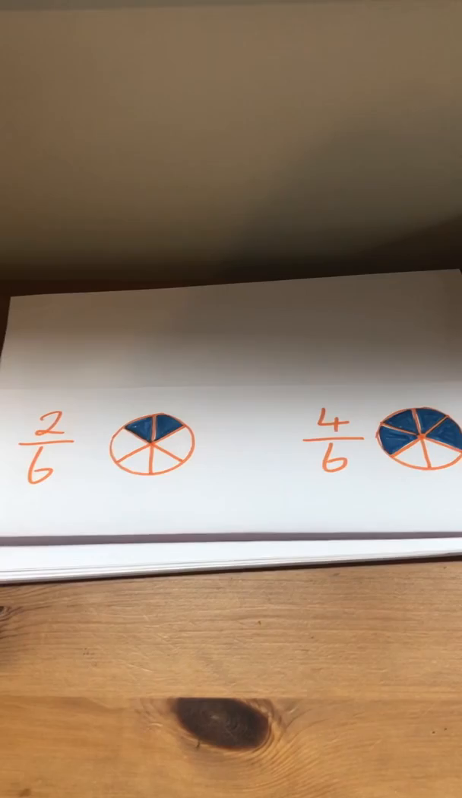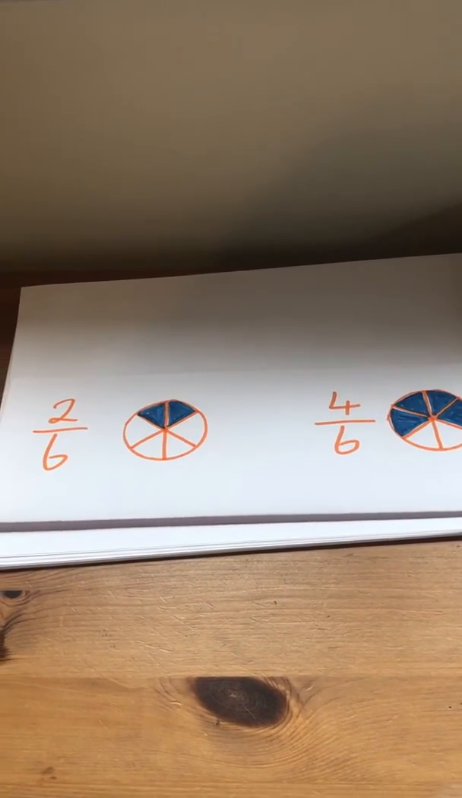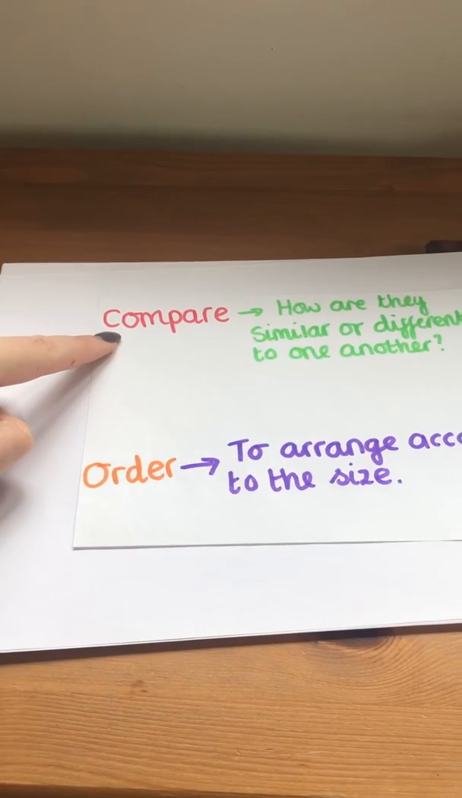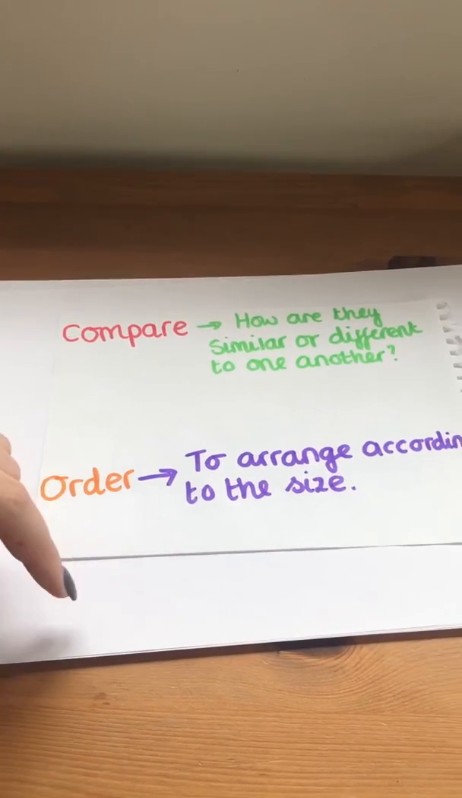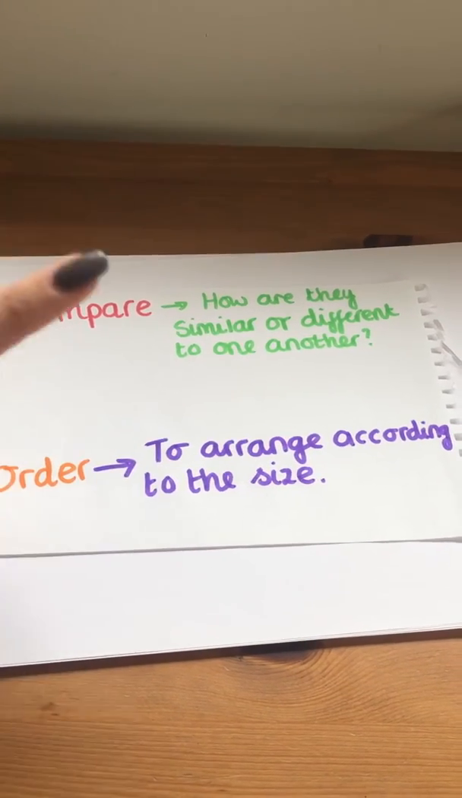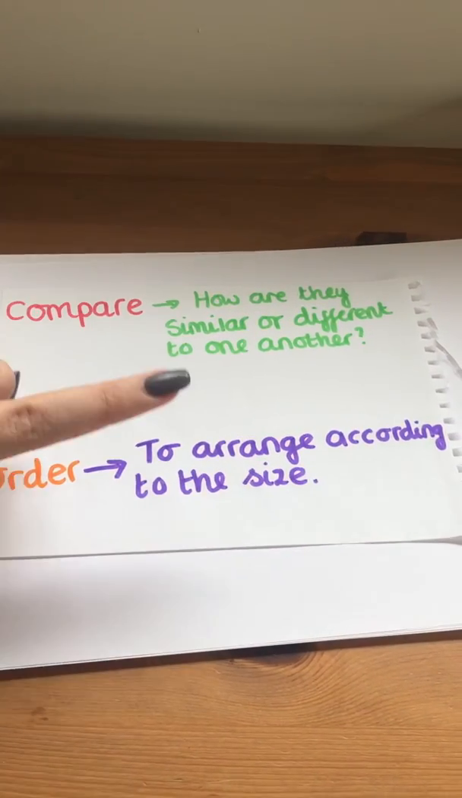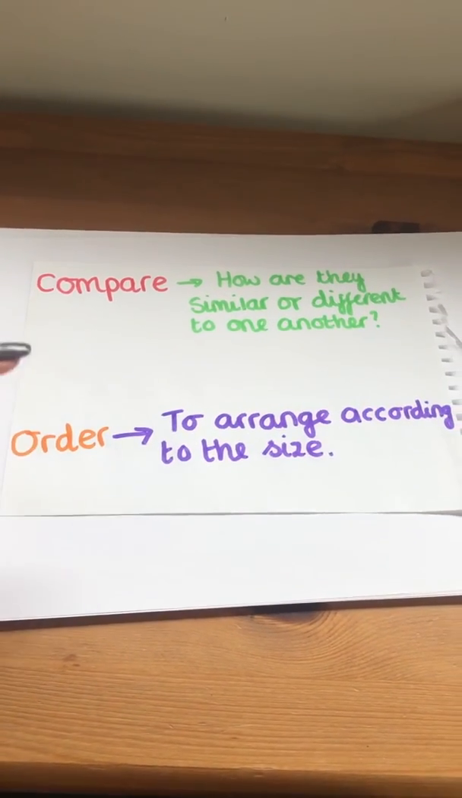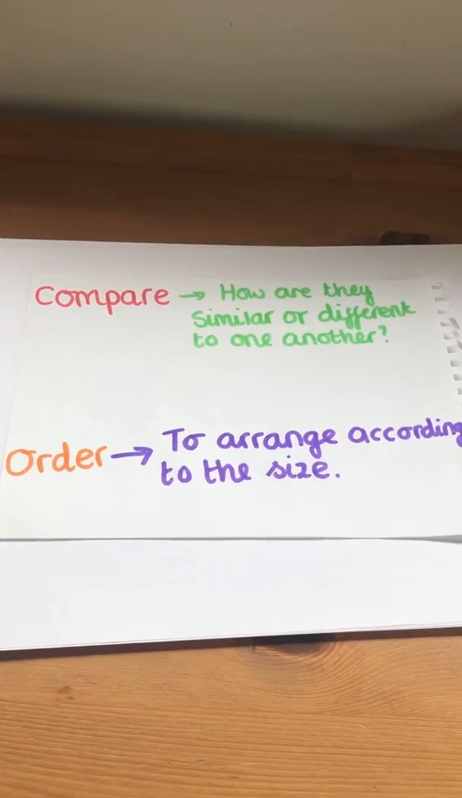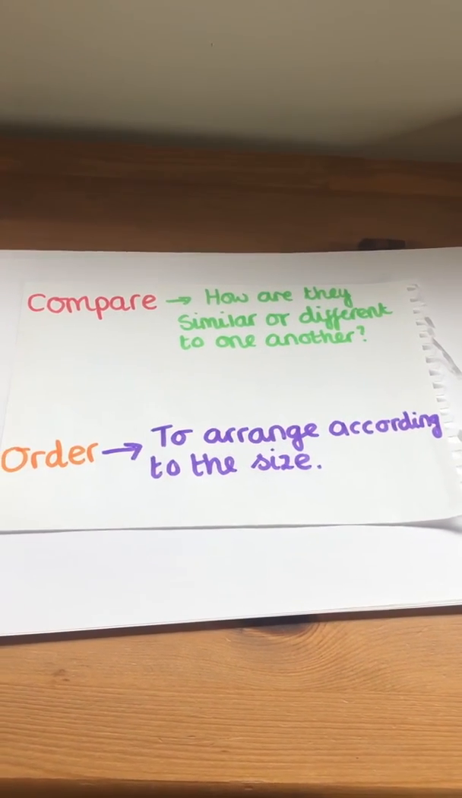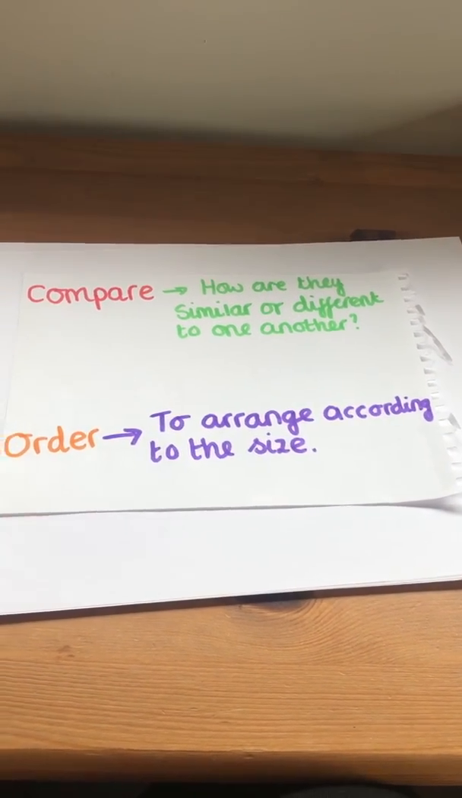However, what would we do if the denominators were not the same? From our learning objective, we had 2 really important words. We had compare and we had order. If we are comparing something, we're thinking about how they're different or similar to one another. When we are ordering something, we are arranging them according to the size of them. So the fractions, it might be from smallest to largest or from largest to smallest, depending on the question.